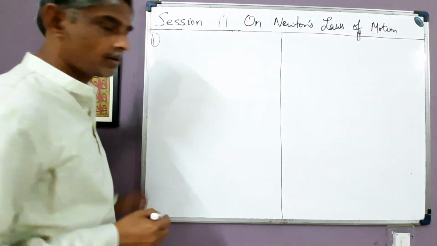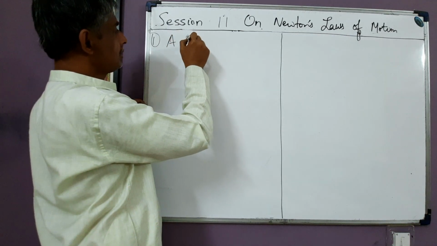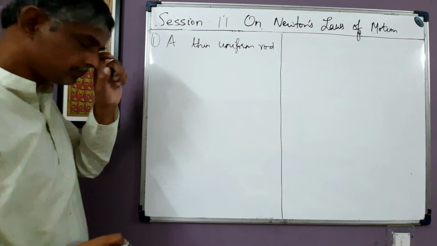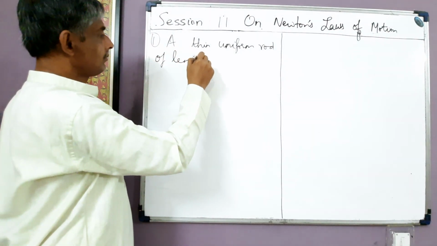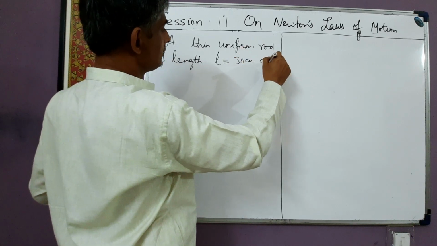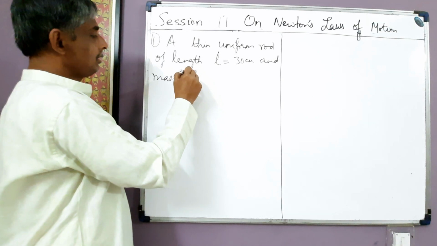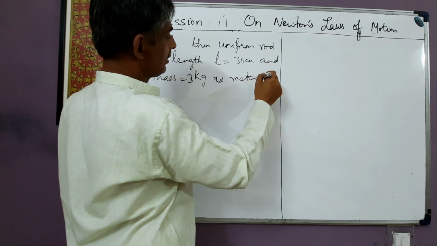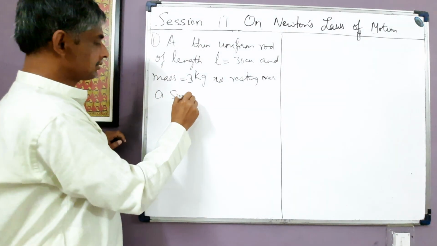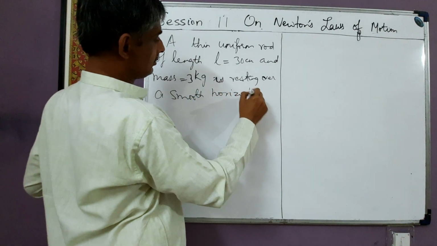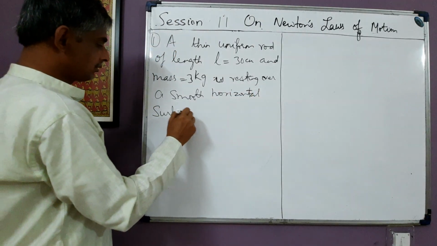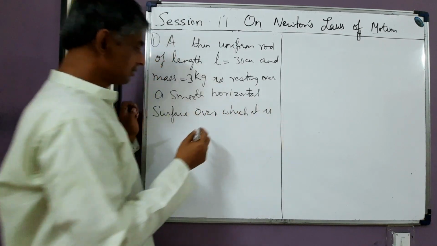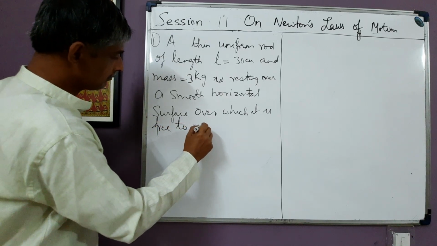Question 1 is this. A thin uniform rod of length L equal to 30 centimeter and mass equal to 3 kg is resting over a smooth horizontal surface over which it is free to move, as shown.